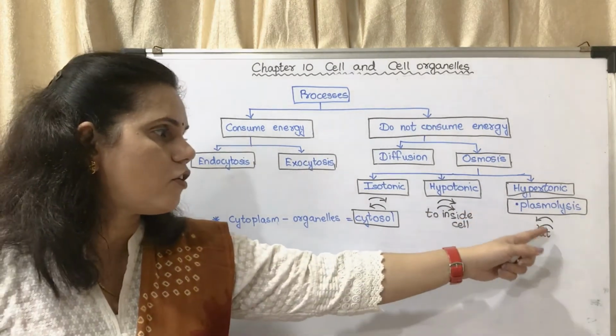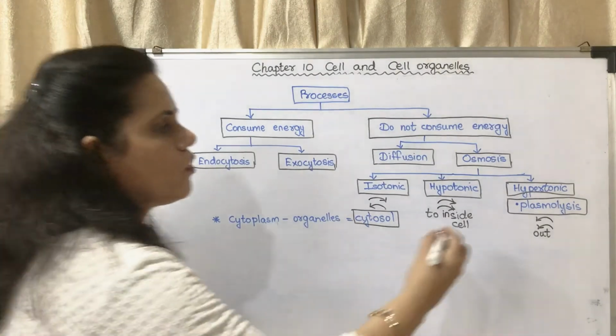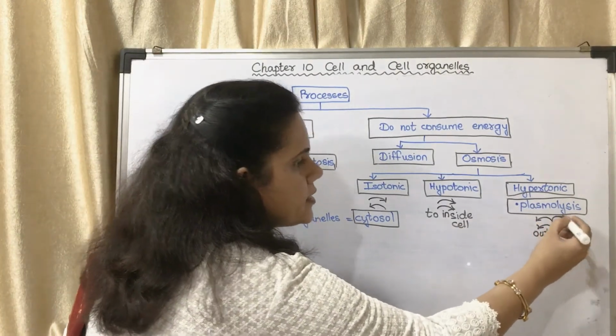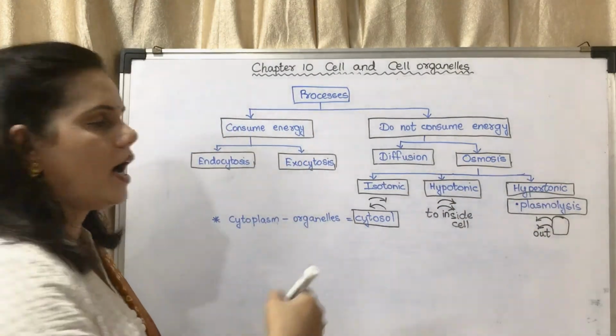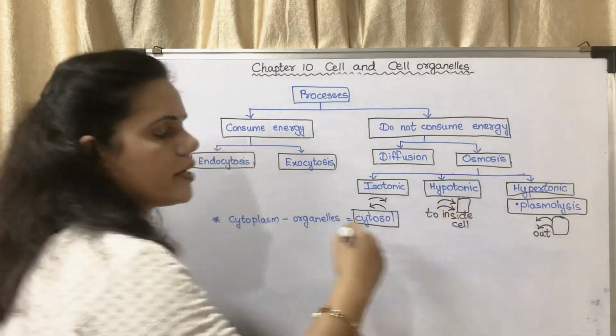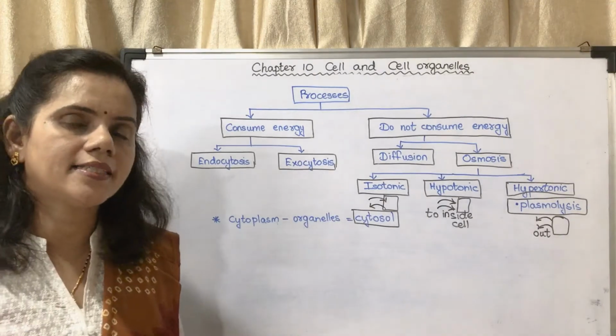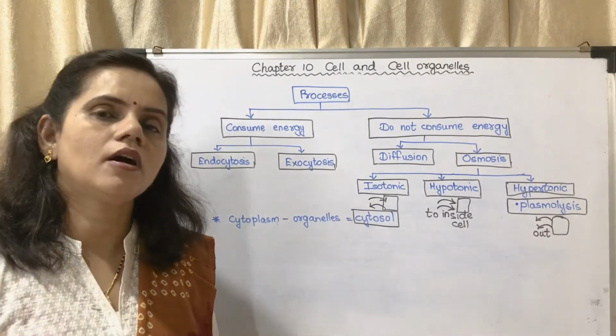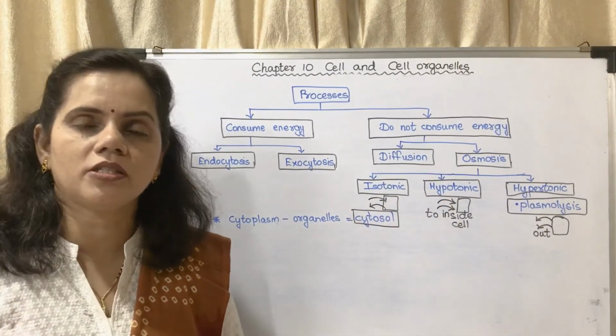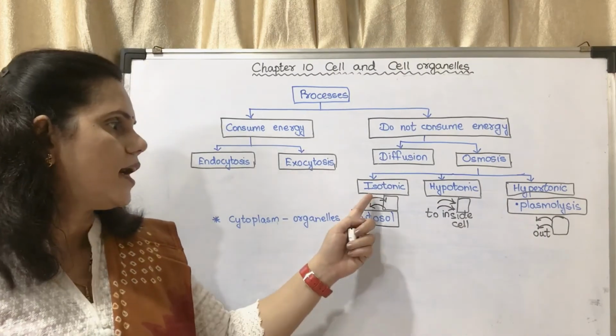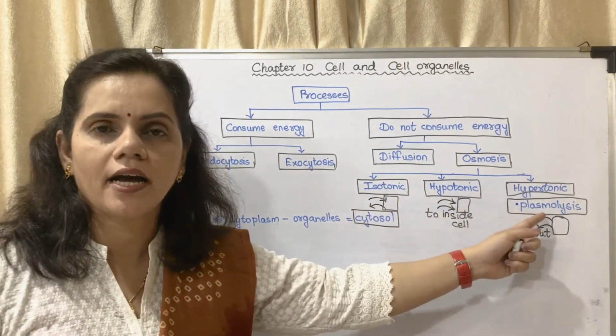Hypertonic means the water is coming out of the cell. This is the cell, the water will come out. This is the cell, the water will come in. In this case, the cell is remaining as it is. It is neither taking water nor giving water. These are the three possibilities of osmosis: isotonic, hypotonic, hypertonic.